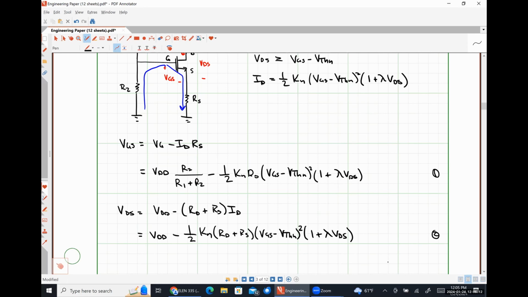So channel length modulation, I guess I don't really understand your question. Channel length modulation is going to be more prevalent when you have a short channel device than when you have a long channel device. Because channel length modulation effectively describes the change in the relative length of the device, right? So that's what that parameter gamma looks like.